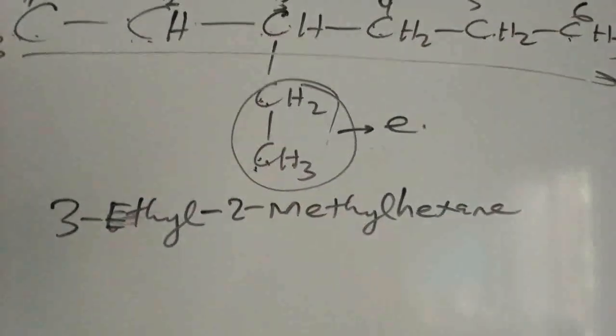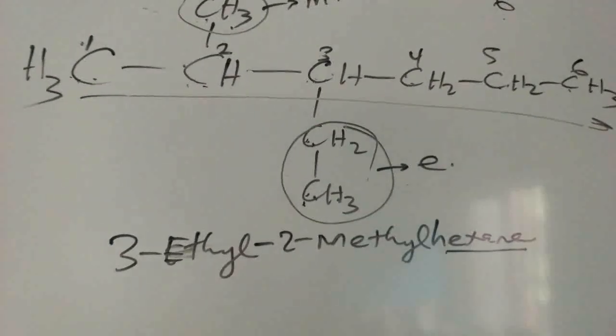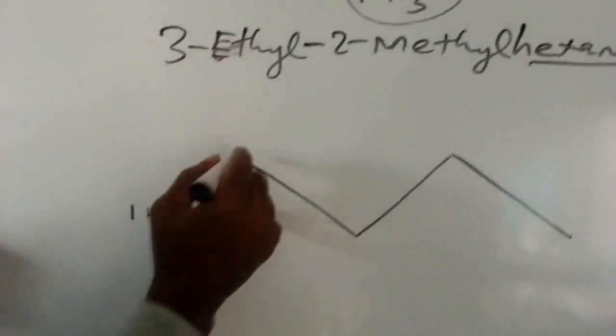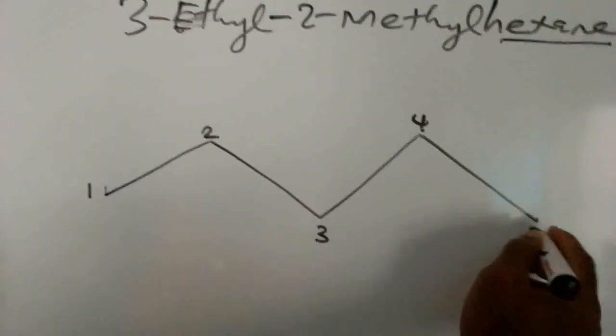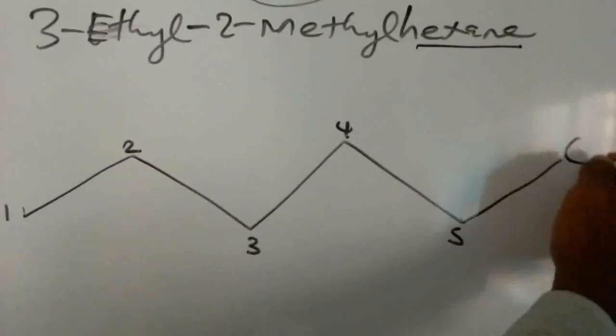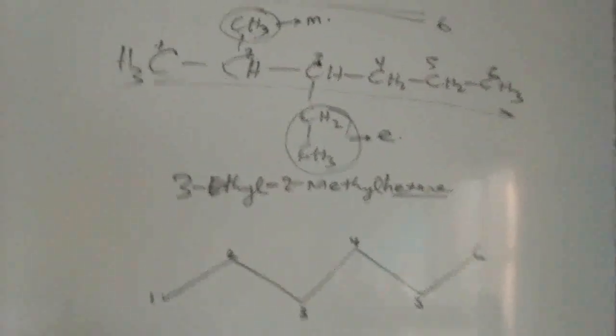Then to draw the skeletal structure of this, I'm going to draw the skeletal structure of hexane, that is 6 carbon. So we're going to have it. Let's see. 1, 2, 3, 4, 5, and we take it up to 6. So that's hexane drawn on the board for us.